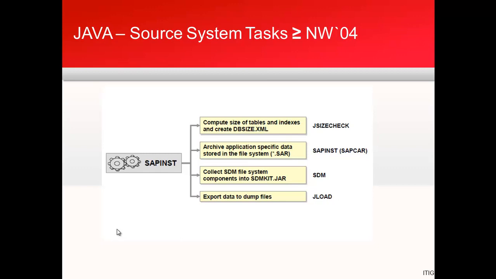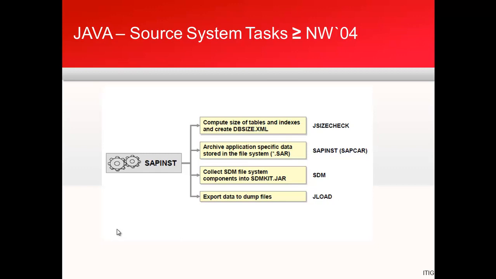Here you can see which tools are involved. The main thing is JSize check, which is used for creating the structure and populating the size of the database. Another key tool is JLoad, which is used for the export dump. The data export is done using JLoad, and the structure and the SDM, the software deployment manager, files are bundled together using the SAP car utility. So that is pretty much on the source system task.